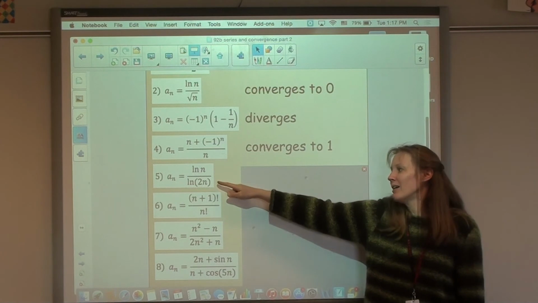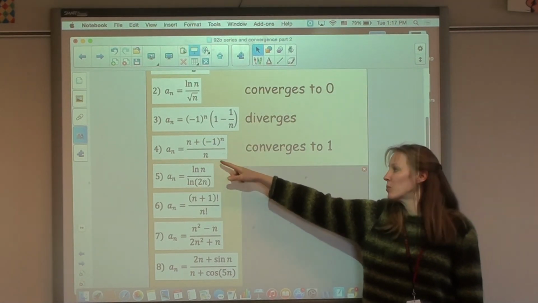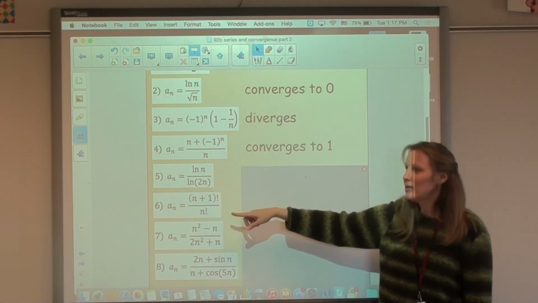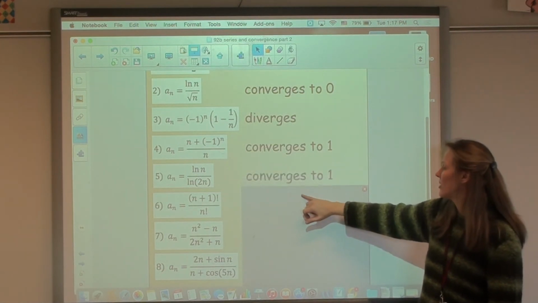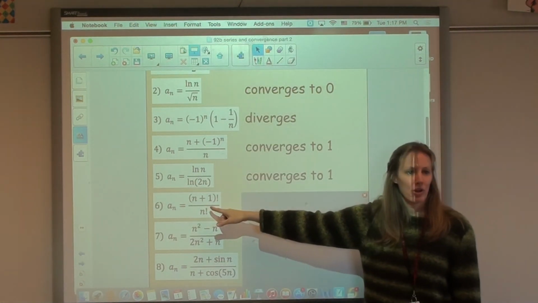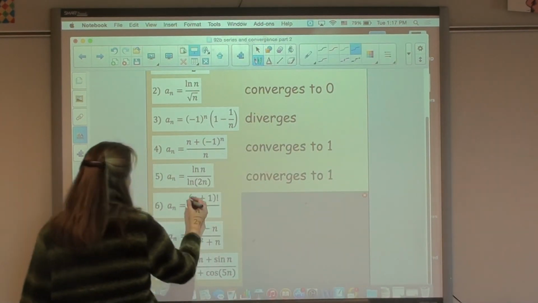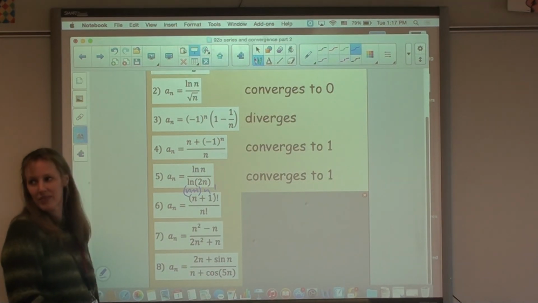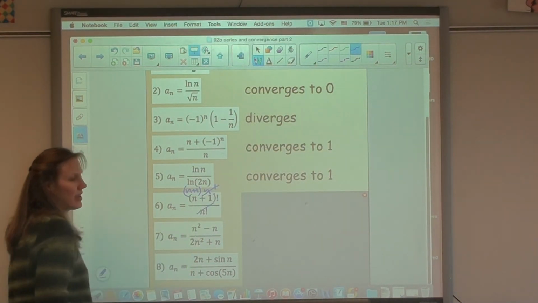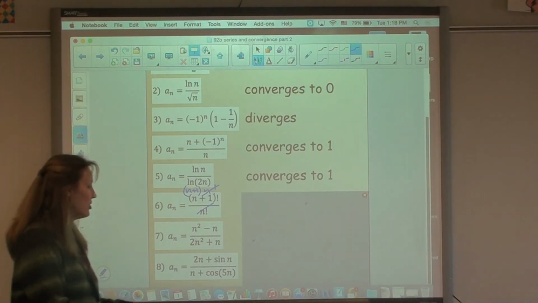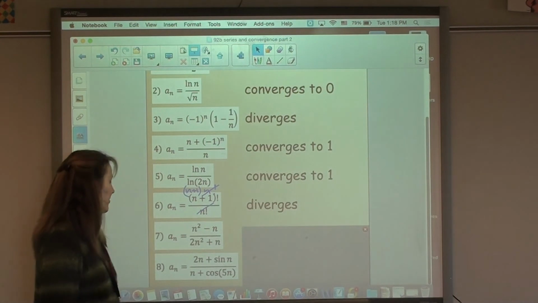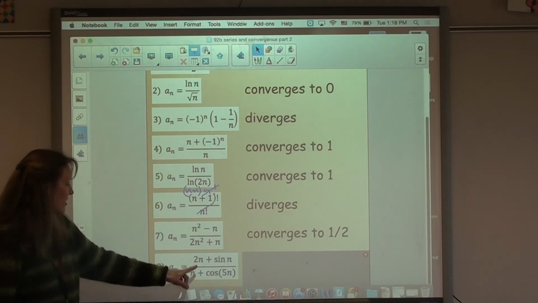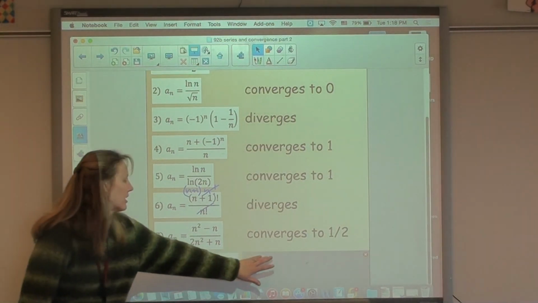So number 5, I would do with L'Hopital. The derivative of natural log 2n is 1 over n, so you have 1 over n over 1 over n, because it's 2 over 2n, right? So you end up converging to 1. When you do factorials, get in the habit of rewriting the factorial as n plus 1 times n factorial so that you can cancel the n factorials, right? So this thing is going to infinity, so it diverges. This one is a very clear-cut L'Hopital, converges to a half. And the very last one, the sine and cosine become insignificant and it converges to 2.